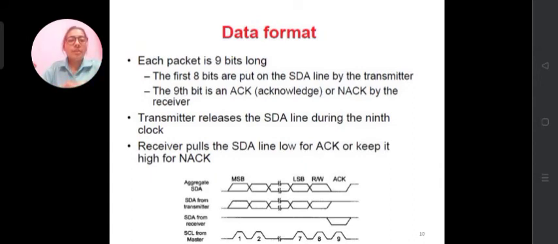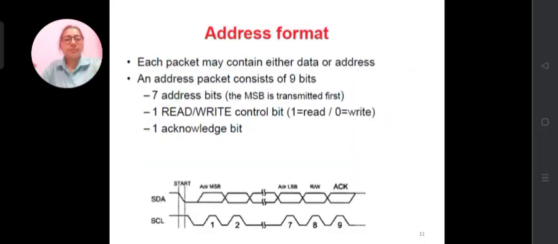Each packet is 9 bits long. The first 8 bits are put on the SDA line by the transmitter. The 9th bit is an acknowledgement bit or not acknowledgement bit from the receiver. The transmitter releases the SDA line during the 9th clock. The receiver pulls the SDA line low for acknowledgement or keeps it high for a not acknowledgement signal.